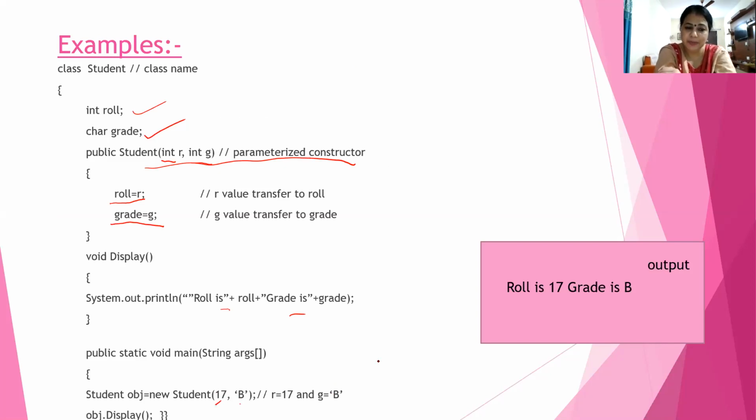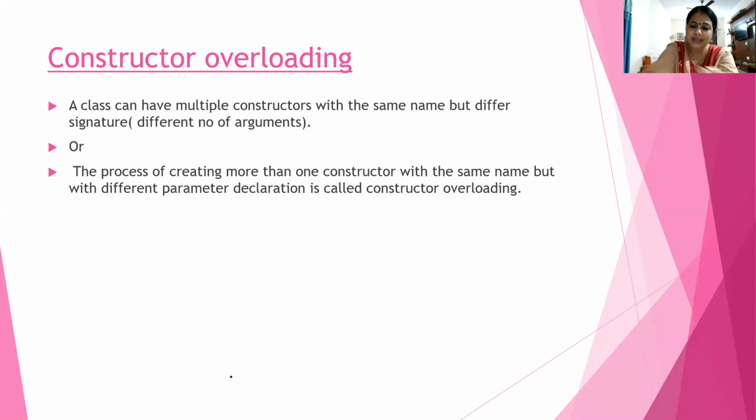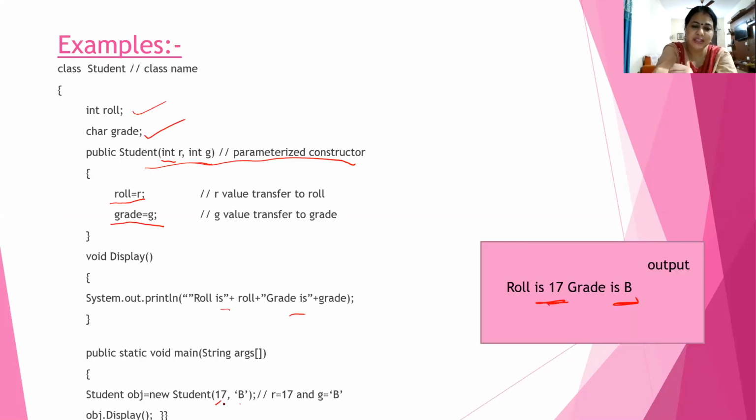So when we are displaying it, the display method will be active and the roll number will be displayed as 17 and the grade is displayed as b. That is the output. So this is how the parameterized constructor works. Only the argument we have to provide, and when you are writing the constructor with the new keyword, that time we have to provide the values, 17 and b. The argument values we have to pass. That is called a parameterized constructor.